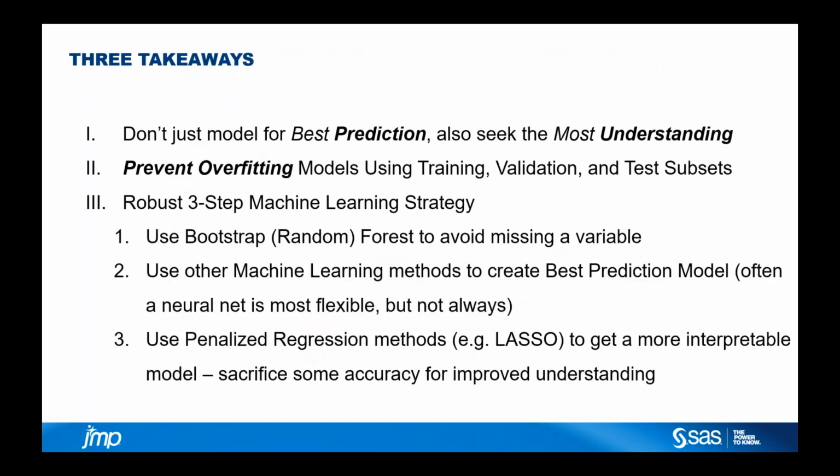So I know that was a blitz, but I hope you took away from this that we're often after not just the best prediction, but the most understanding. We want to prevent overfitting, so that's why we make it easy for people to use training, validation, and test subsets. And I also pointed out a robust strategy to make sure you don't miss variables, maybe get the best predictor, and then also back up to get the most understanding.